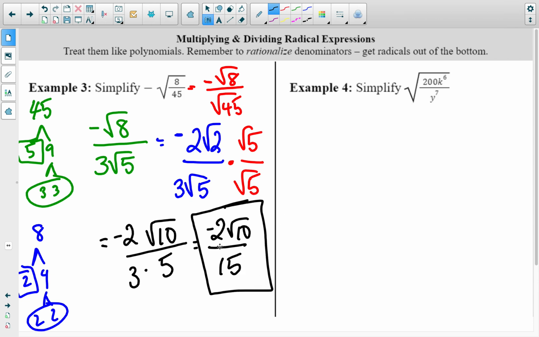That is fully simplified because the 2 and the 15 cannot be simplified. The 10 and the 15, you might want to divide them both by 5, but this 10 is protected by that square root, so it's going to stay right there.